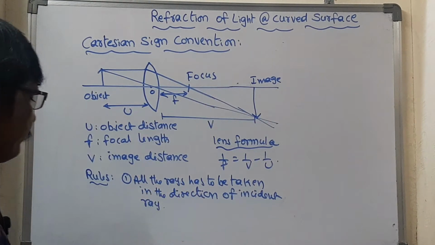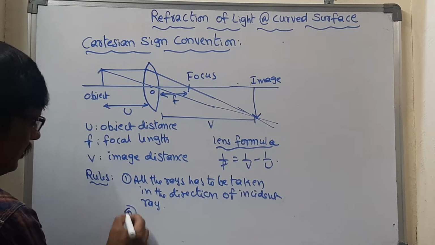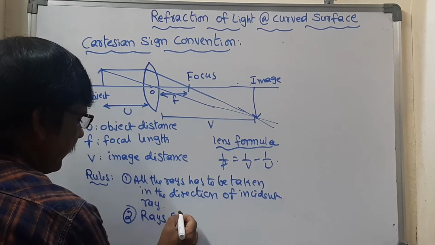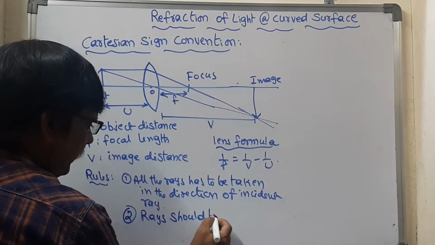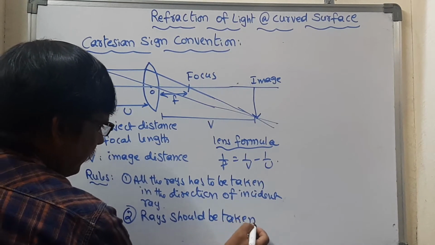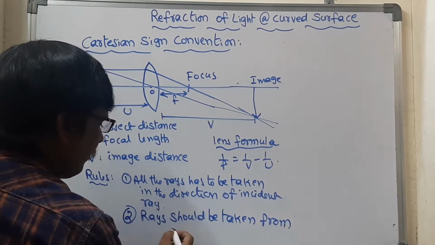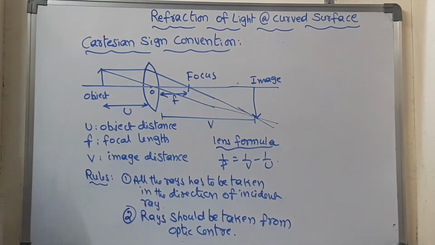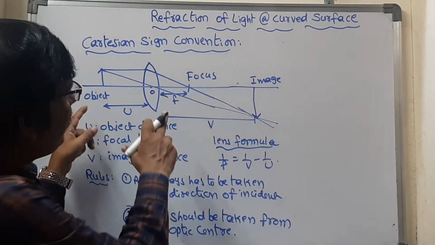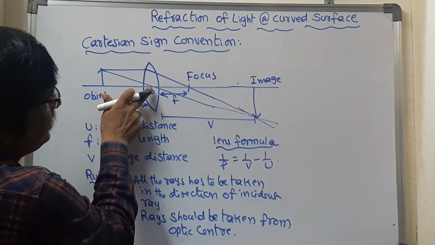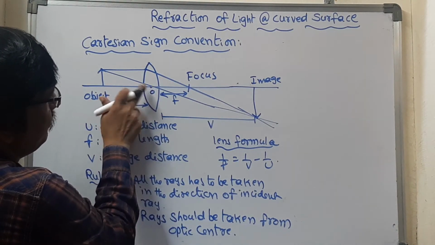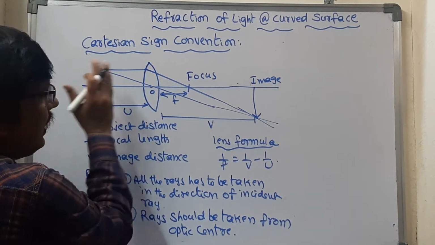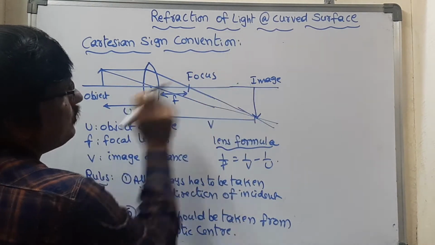Is it clear? Right. The second rule states that rays should be taken from the optic center. We have to combine these two rules. From the optic center, the second rule states that if the object is on this side of the optic center, the rays will be taken this side, and if it is on that side, the rays have to be taken that side.